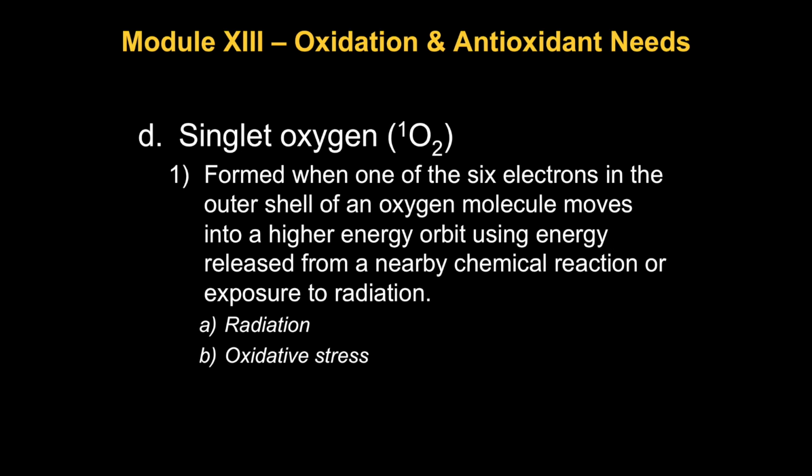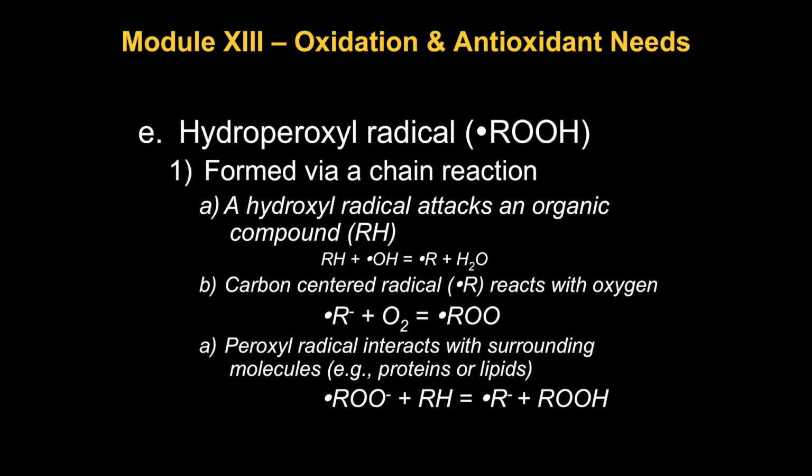Then we have the singlet oxygen, which again is just a free radical that can essentially borrow electrons from some sort of high energy release like radiation or oxidative stress and move the electrons to a new outer orbital shell, a much higher orbital shell with lots of energy in it. So it can cause some significant damage as well. Then there's the hydroperoxyl radical, or the .ROOH here, which is formed via chain reaction. So there's a series of reactions that occur in order to produce the final hydroperoxyl radical.